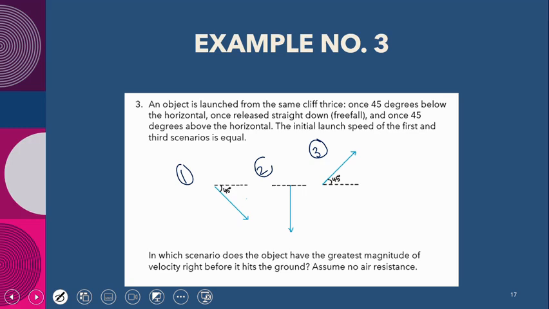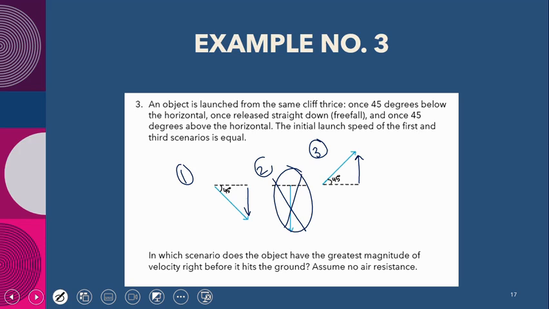Assume no air resistance. Okay, so right off the bat, in the first and third scenarios, the object is launched at an angle, and so it has some initial vertical velocity. But in the second scenario, the object is just released into free fall, which means it doesn't have any initial vertical velocity. So we can eliminate this right off the bat because it starts with no velocity, whereas these two start with some velocity. Now, just thinking about it, you might immediately want to pick the first scenario as the fastest because the object is thrown down.